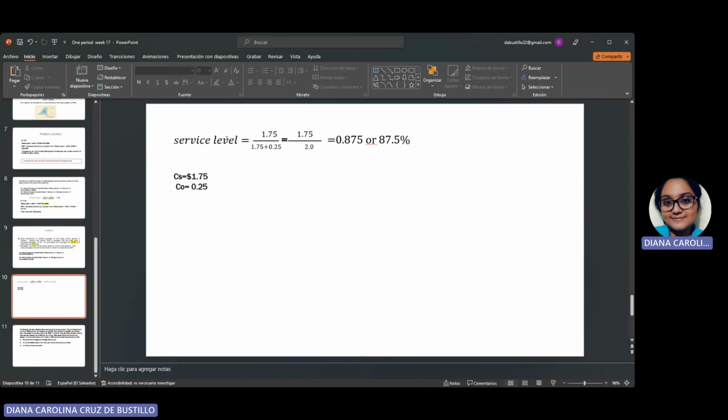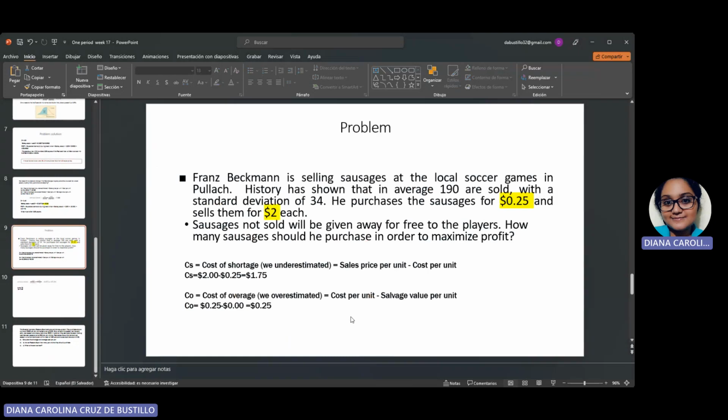What does this number mean? It means that in order for you not to have excessive costs related to stock out or overestimation of demand, you should offer to your customers a service level equal to 87.5% or more than this. Because if you have a service level that is lower than this, then these costs would be increasing. Okay, because if you realize, these values are cost per unit. If you see the calculation, it is sale price per unit minus cost per unit. These are unit prices, unit costs, okay?